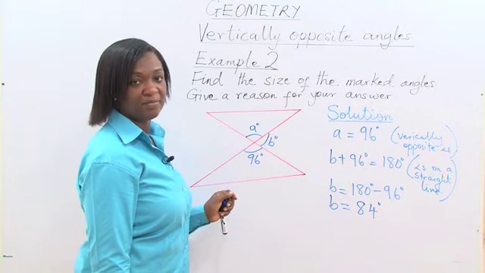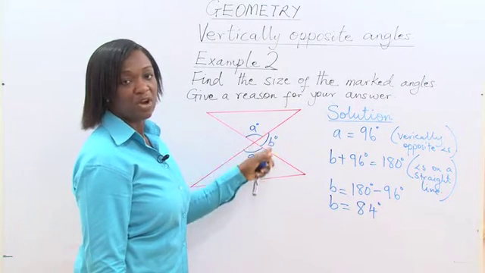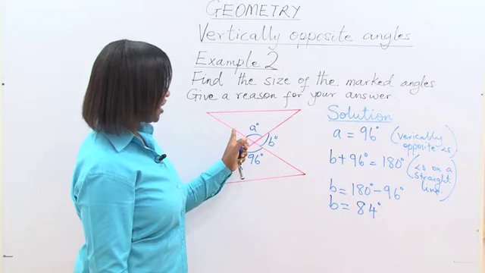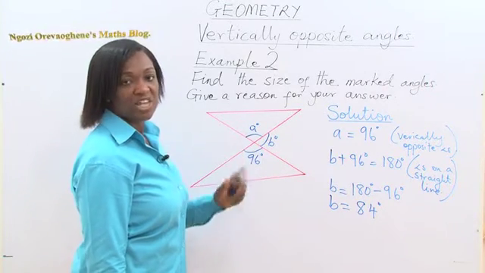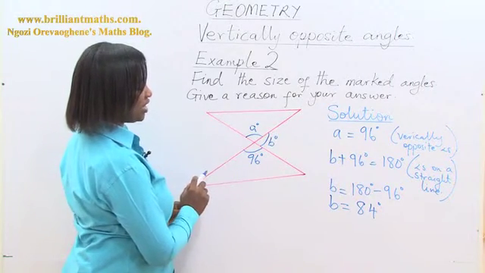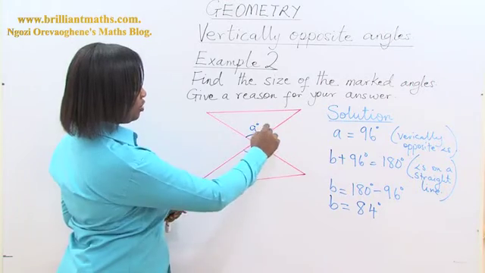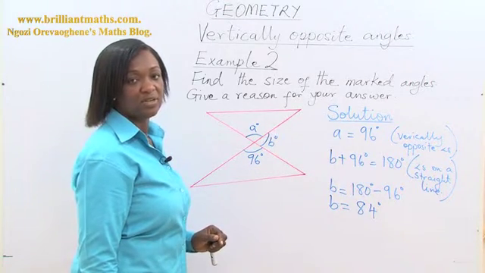Can you see that? Angle A and B will also add up to give us 180 degrees because those are angles on a straight line. So whichever way you go, A and B will give you 180 degrees. Also, B and 96 will also give you 180 degrees.